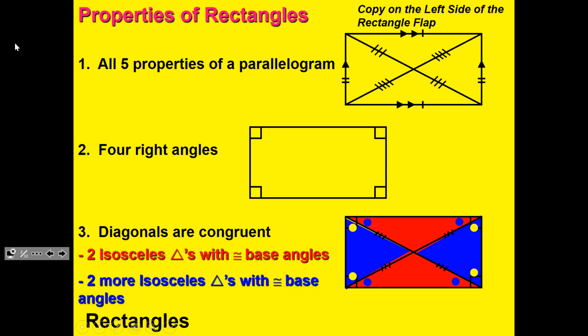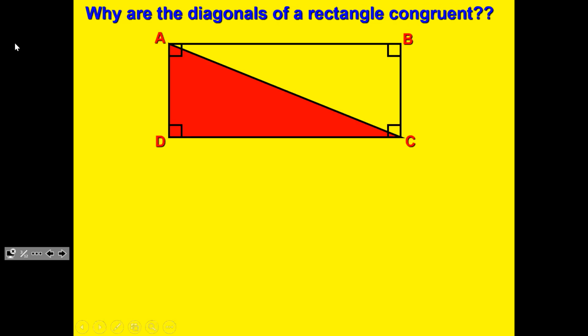Okay. Now we're going to talk about our ways we can prove a rectangle. So just like we did for our parallelograms, we wrote the properties down first. And then in the second list, we're going to write down all of the theorems or the ways we prove it. So on the other half of your flap, we're now going to make a list of the ways we can prove.